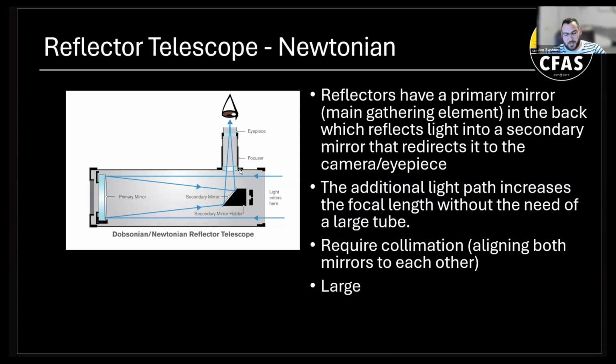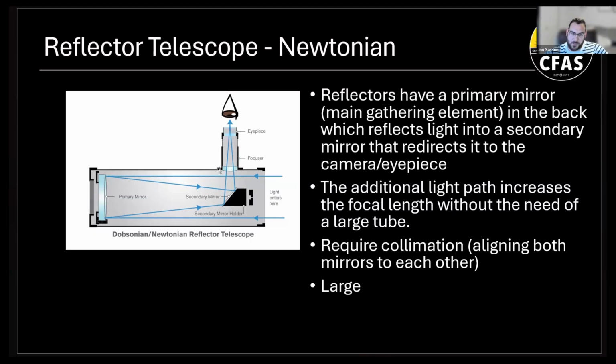Because it's so large, it takes longer to acclimate, and the temperature on the outside of the telescope compared to the inside can give you some weird effects on your stars. You have to worry about collimation, where you need to ensure that the small mirror here is perfectly aligned to the center of this back mirror here. Otherwise, you're going to get weird things on your stars. So overall, they're a little bit more tricky to use.